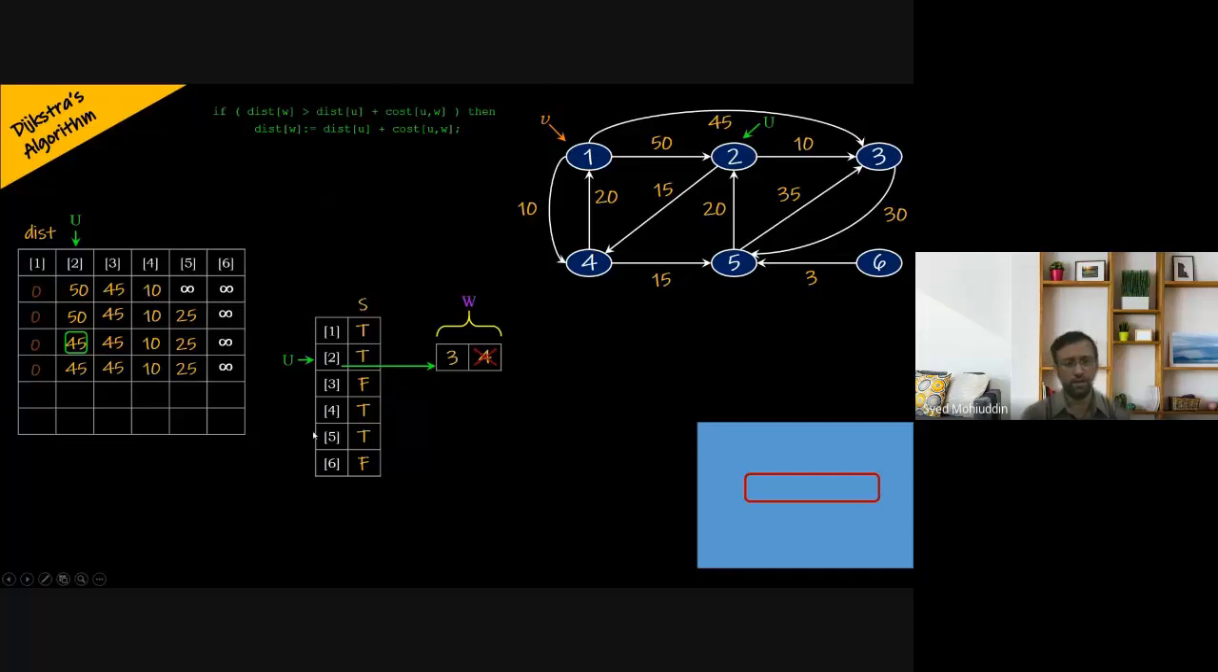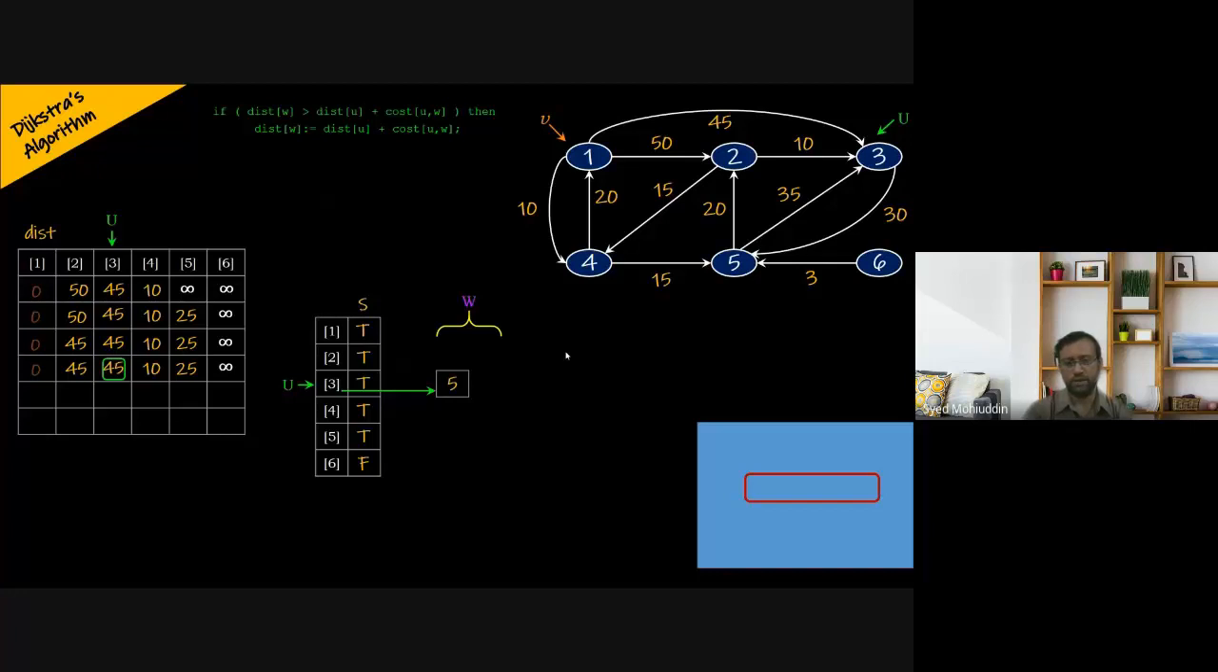Then let us perform the next round. In the next round, again 10 is selected, which is already done. 25 is the next least, which is also done. We have 45 for vertex 2, which is also true, done. Now we have 45 for vertex 3, which is still false. So we need to compute vertex 3 now. We make it true, and vertex 3 is considered as vertex U, and then vertex W will be vertex 5, since vertex 3 only has an edge to vertex 5.